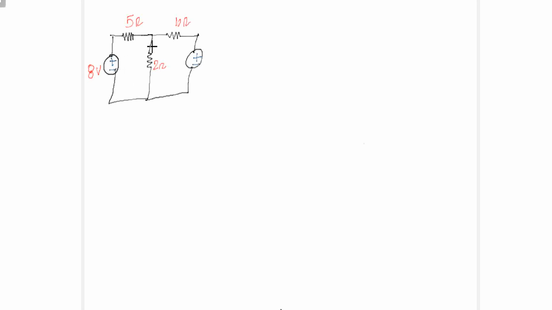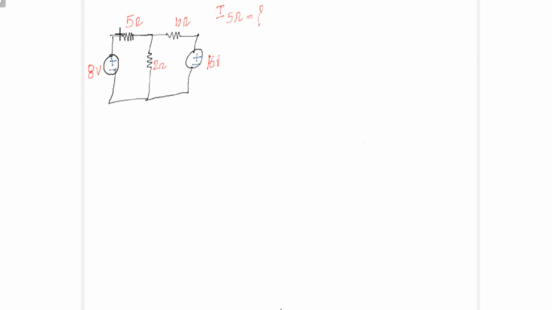I want to find the current. My intention is to find I5, the current in the 5 ohms, by using nodal analysis and by using mesh analysis. First of all, let's find it with nodal analysis.